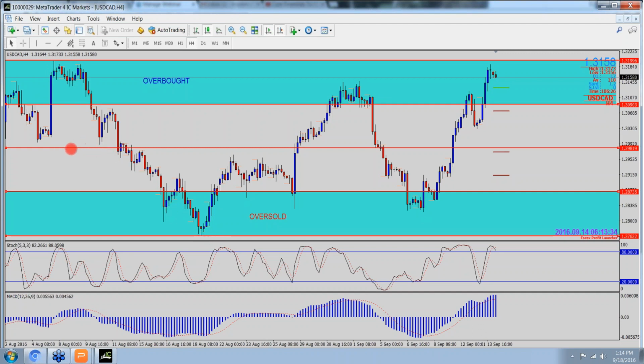50% equilibrium. Then I plotted my Fibonacci from the top of that range to the 50% equilibrium, got another equilibrium of 50%, and then I plotted the Fibonacci again from the top of this equilibrium to the bottom of the zone, and I got another 50% equilibrium, and I used that as my oversold and then overbought.